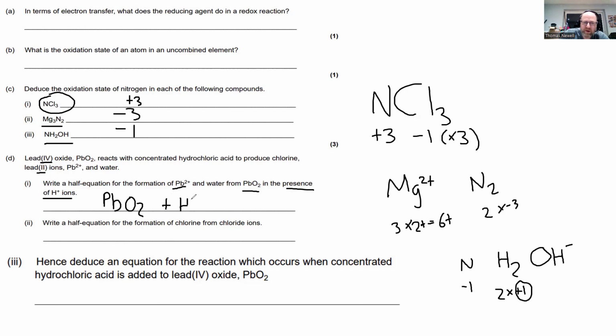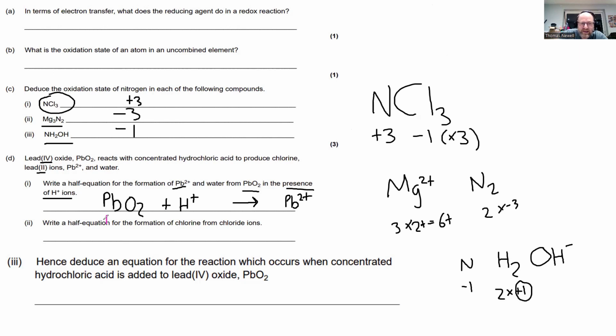Now, you might be wondering, where do my electrons go? Do they go on the left or the right? Is this oxidation or reduction? Well, because they haven't told us if it's oxidation or reduction, we're going to leave a little space. If you can move the arrow a bit, make a bit more space. So this is the information we know from the question. We've got Pb2 plus, and what we can do here is find out whether it's been oxidized or reduced.